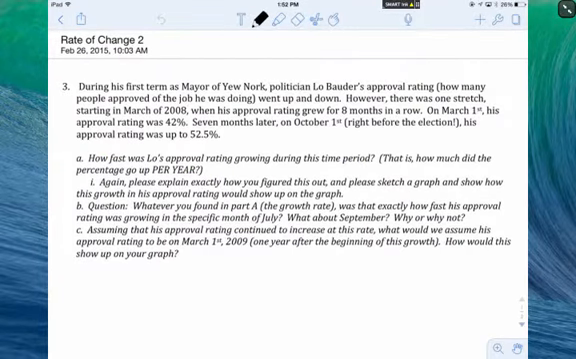Right? When we're talking about rate of change, we usually want to know per 1 unit of whatever it is. So like miles per 1 hour. How much do you get paid per 1 day? Or in this case, how much did the percentage go up per 1 year? And so we're going to talk about this in a number of ways.